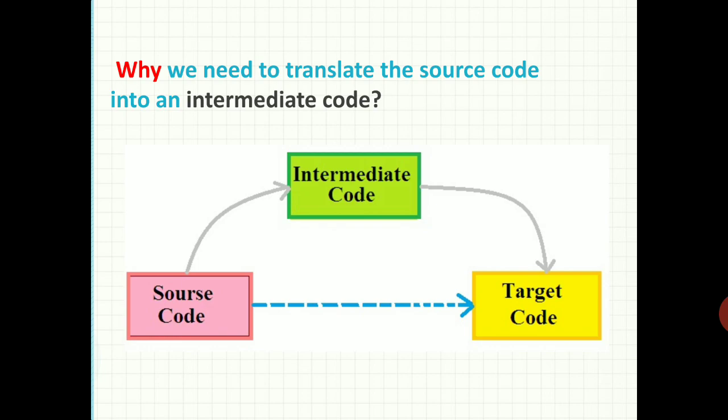Today, we are going to see what the need or use of that intermediate code is. A source code can directly be translated into its target machine code. Then why do we need to translate the source code into an intermediate code, which is then translated to the target code? That is our question. What is the need to translate into intermediate code, and then convert that intermediate code into target code?